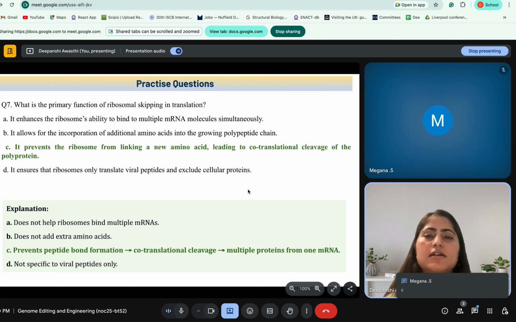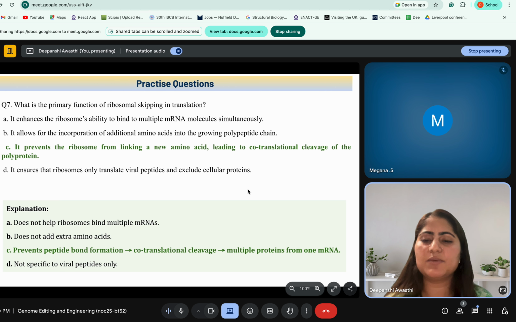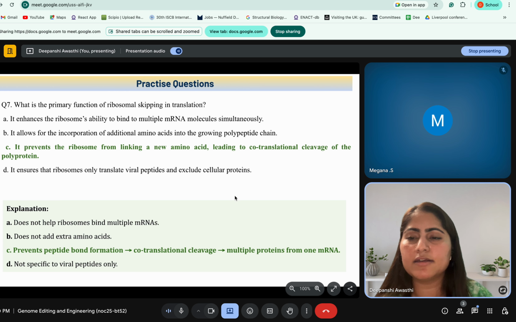Yeah, so we have seen that when the 2A peptide was inserted between the two proteins, the main purpose is that from a single construct, we can design multiple proteins. So we can have co-translational cleavage, from which multiple proteins can be synthesized from one single mRNA.